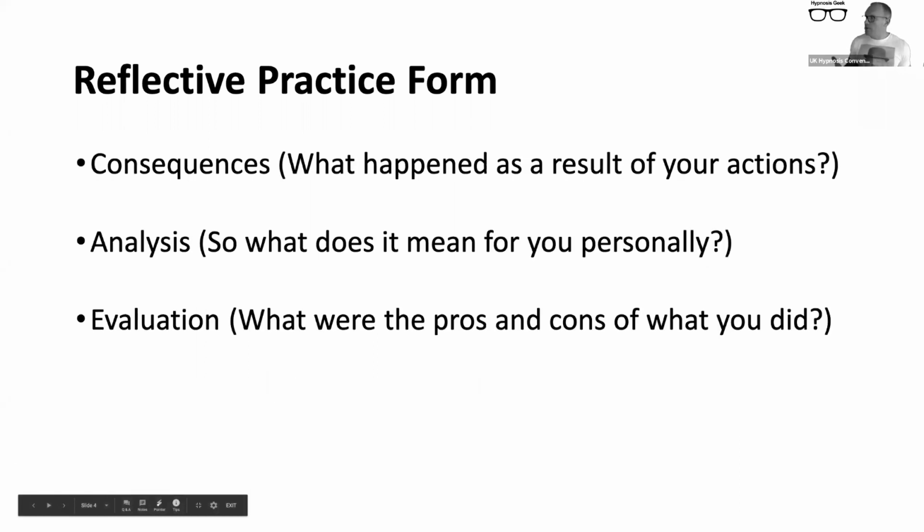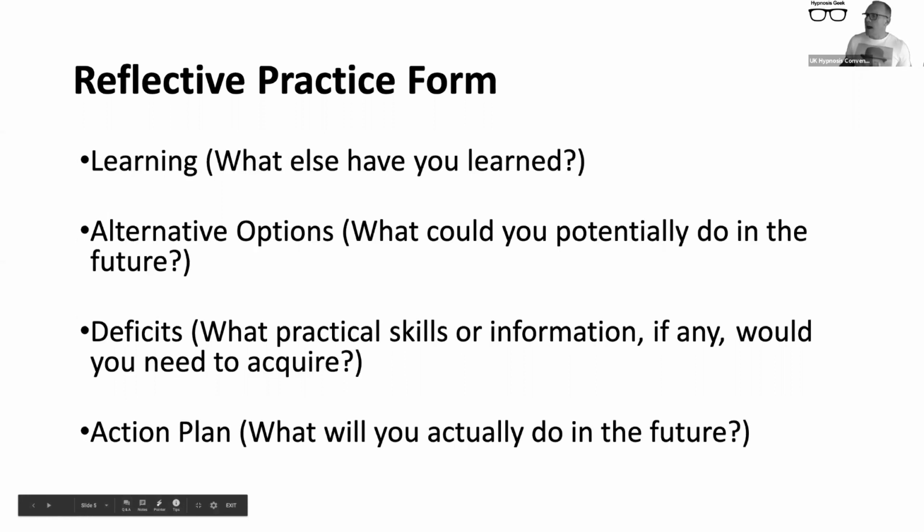Then what happened as a result of those actions? So what were the consequences? And then analyzing it, what does that mean for you personally? What did that mean for me personally? And then evaluating it, what was good about that? What could have been better about the situation, and about what it meant and how I acted and so on? And what else have I learned? And then what are the alternative options? What could you potentially do in the future? And what deficits have you highlighted or have you noticed as a result of this? Is there anything you need to acquire in order to deal with this better or differently in the future? And then what will you actually do in the future?